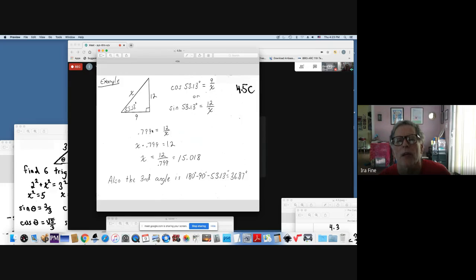So again, I looked this up on the calculator. Make sure your calculator is set for degrees. In that last email I sent you how to do that, or to figure out how to do it. So you're going to get 0.799 equals 12 over x. And then again, you just solve for x, and x comes out to be here 15.018.